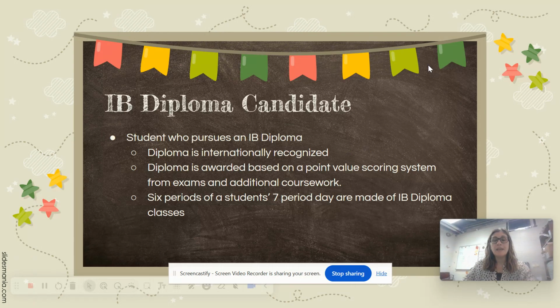An IB diploma candidate is a little bit different. These are students who are interested in pursuing the IB diploma that is internationally recognized. It is awarded based on a point value scoring system. So it's not just the courses that students take, but how they score within those courses as well.